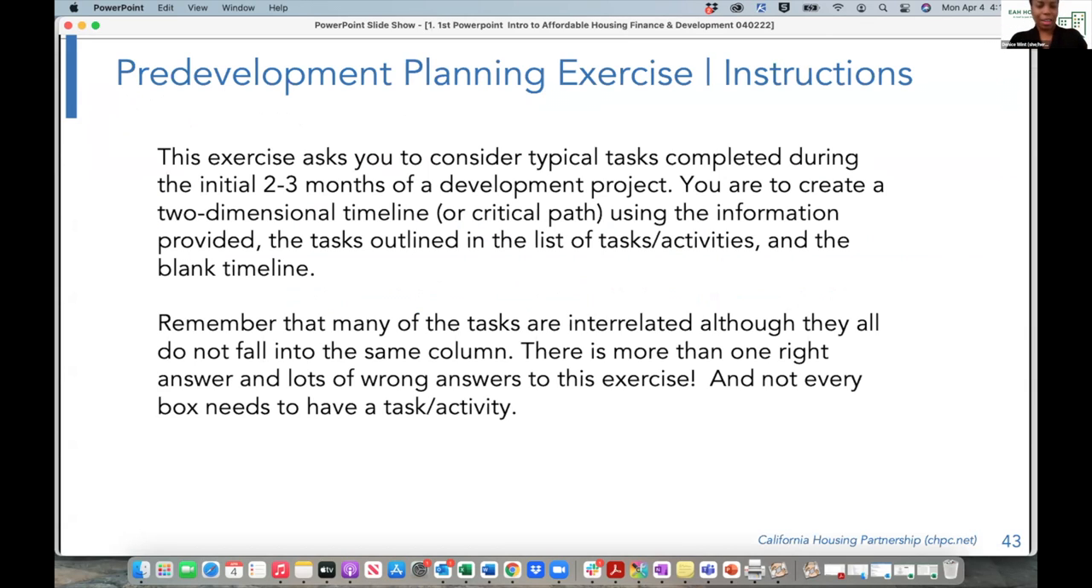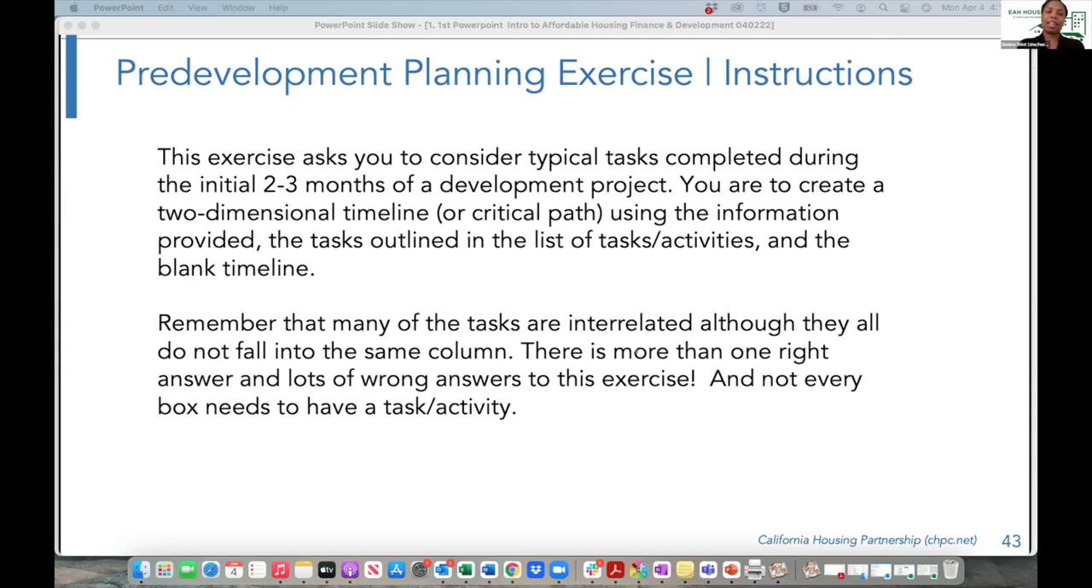All right, I'm excited. So another hands-on activity. It's not going to be like what we just went through with the Excel spreadsheet, even though folks really learned a lot from it and were able to take something away. This one is more of the pre-development planning. So you're moving your project forward and you have to go through some critical tasks in a timeline in order for your project to move through.